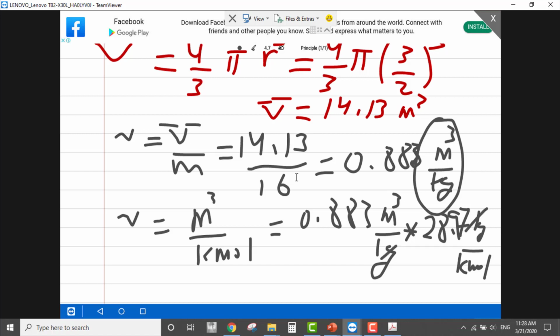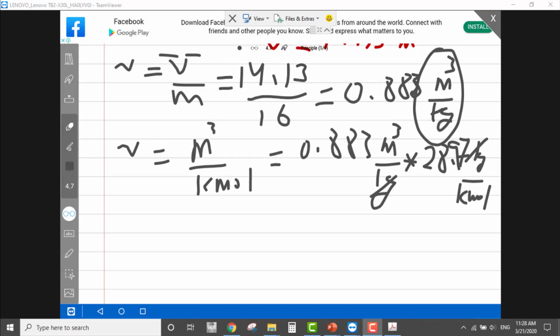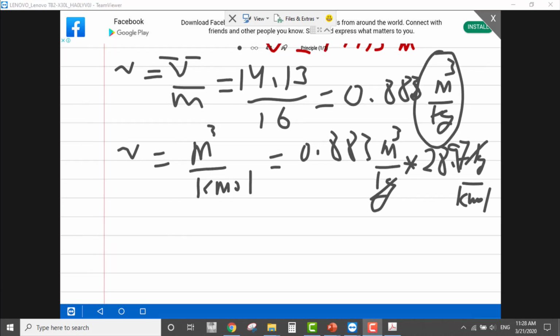And kilogram cancels out with kilogram, and we end up with 25.58 meter cube per kilomole. So this is part A.